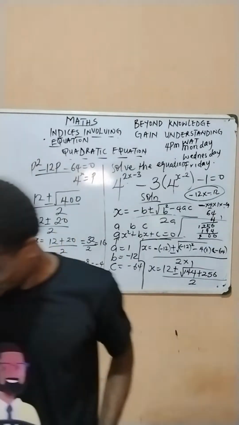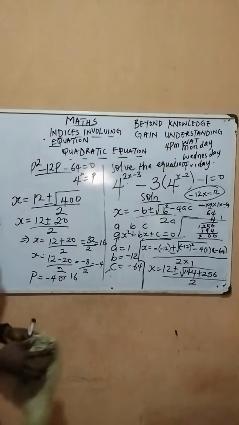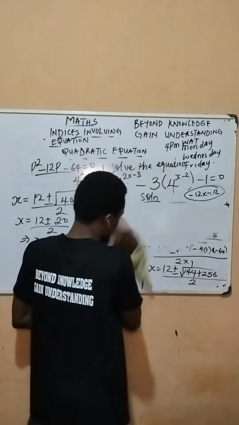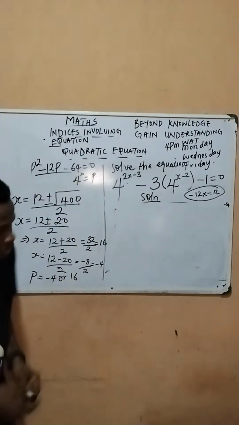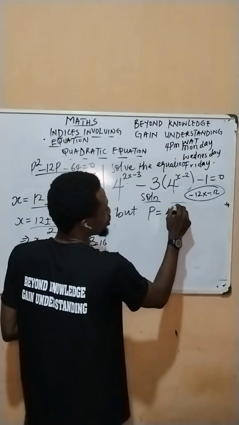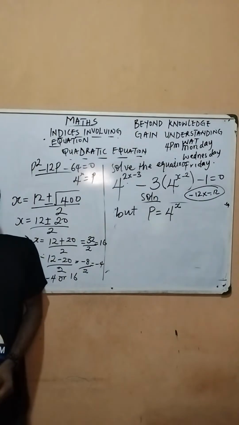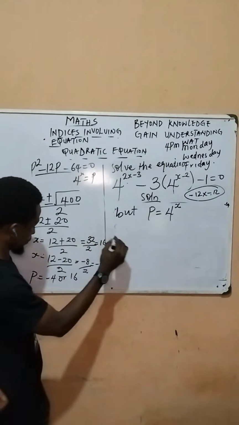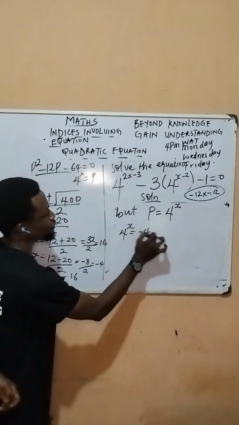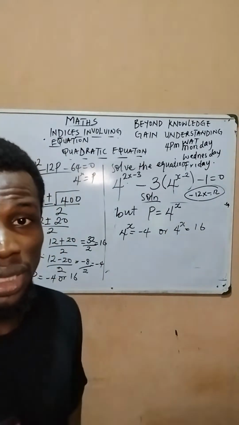Look at what we're going to do here. I hope you are done with this so that we can go back to where we switched 4 raised to the power of x to become P. So our P is equal to 4 raised to the power of x. We've got two values for P. So it simply means that 4 raised to the power of x is equal to −4, or that 4 raised to the power of x is equal to 16.